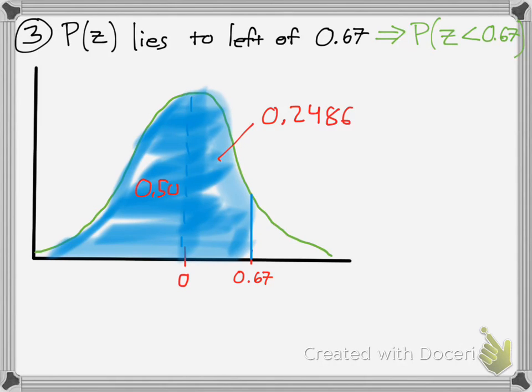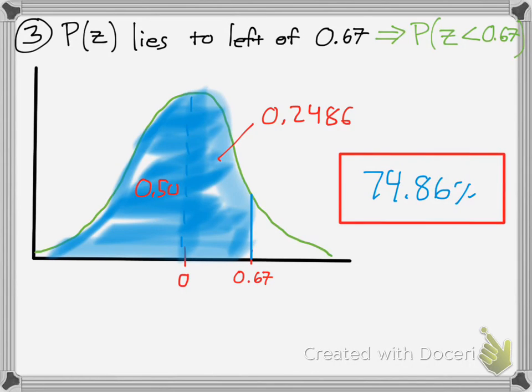So you add the two together, because 0.5 plus that would equal all the way up to this value here, and you would get 74.86%, and that would be your answer. So that means if you wanted to find about 75% of your data, your z value would have to be 0.67, or that kind of question.